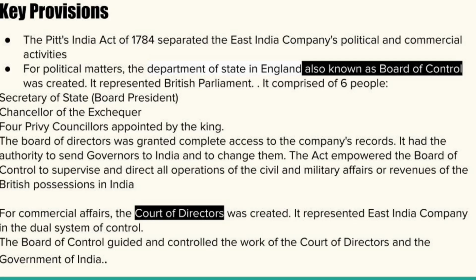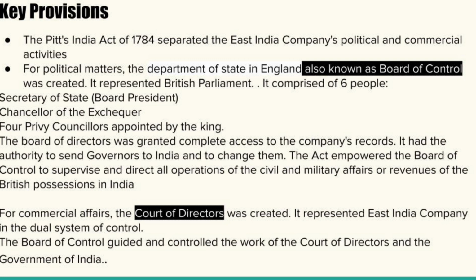Now, let's look into the major provisions of this act. This act separated the East India Company's political and commercial activities. For political matters, the Board of Control was created and it represented the British Parliament. This act gave the Board of Control the power to supervise and direct all operations of the civil and military affairs or revenue of the British possessions in India. By this act, the British Parliament got the right to interfere in the affairs of British possessions in India. The Board of Control consisted of 6 people: the Secretary of State, who became the Board President, the Chancellor of the Exchequer, and 4 Privy Councillors appointed by the King.